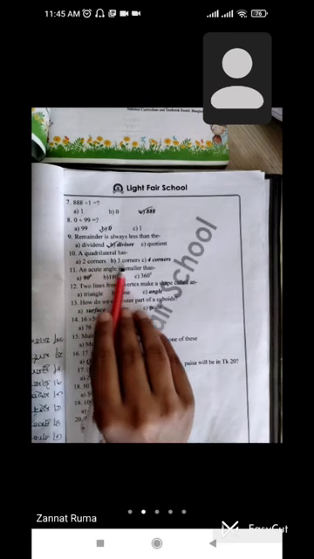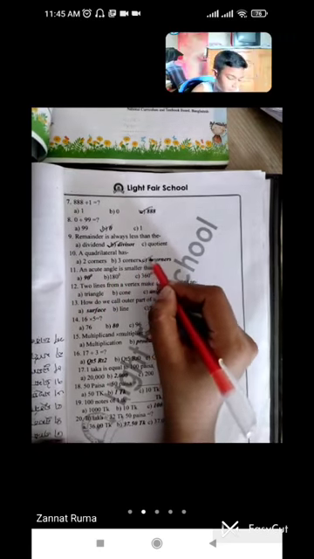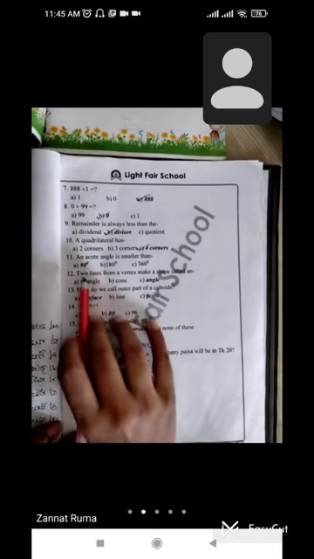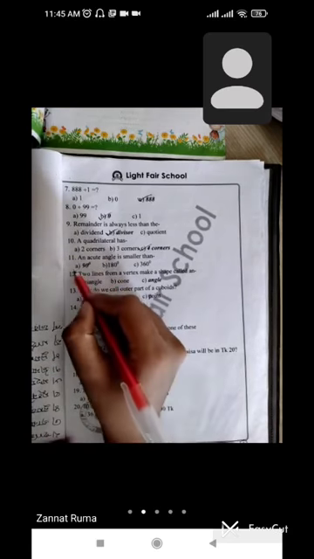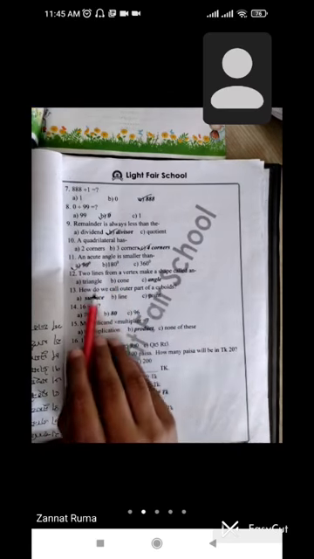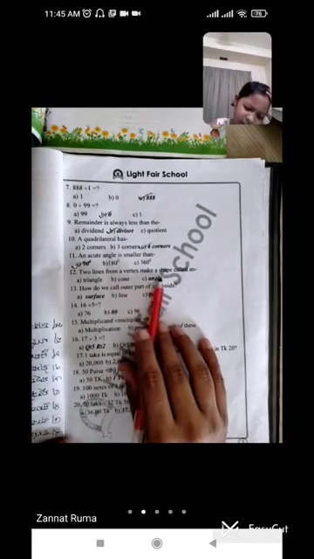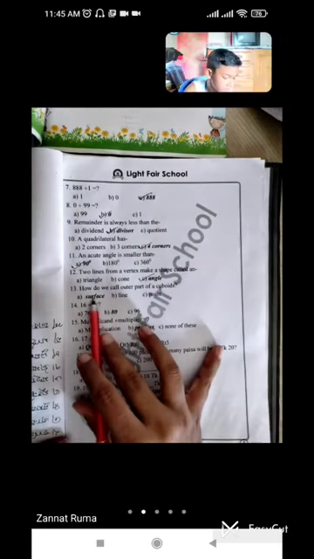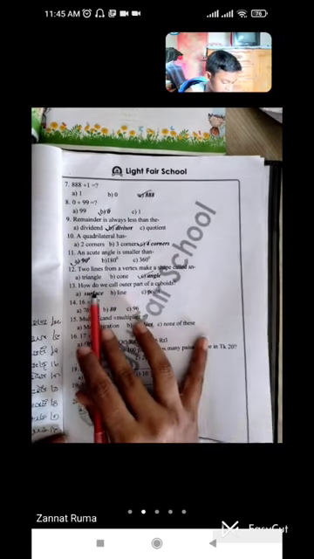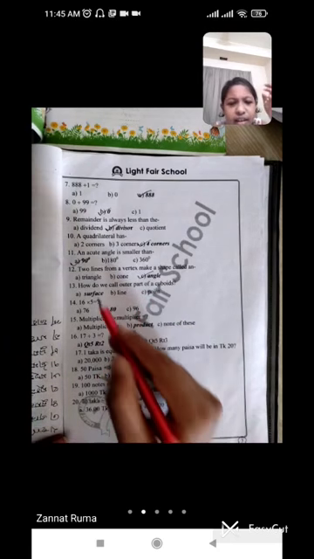A quadrilateral has dash corners. 2 corners, 3 corners or 4 corners? It will be 4 corners. Okay. Next, an acute angle is smaller than 90 degrees. Okay, good. Two lines form a vertex, make a shape called an angle. Okay. How do we call the outer part of our keyboards? Surface.